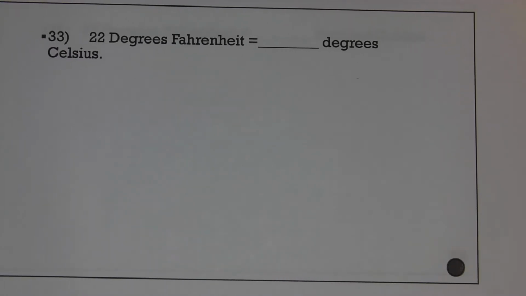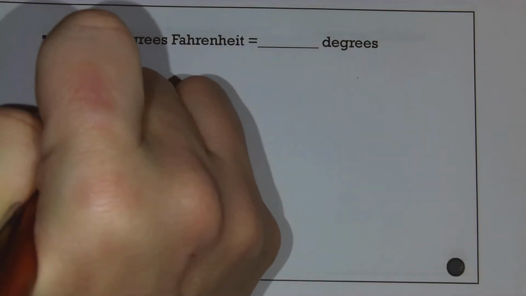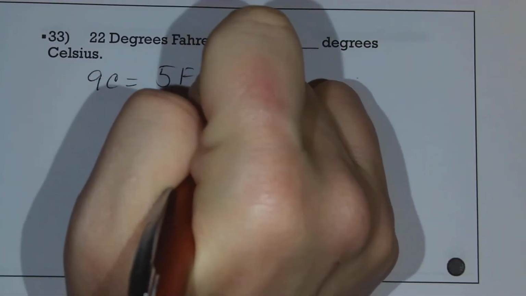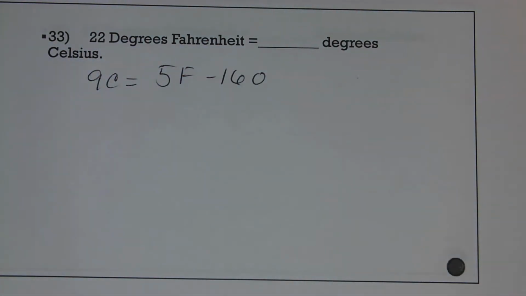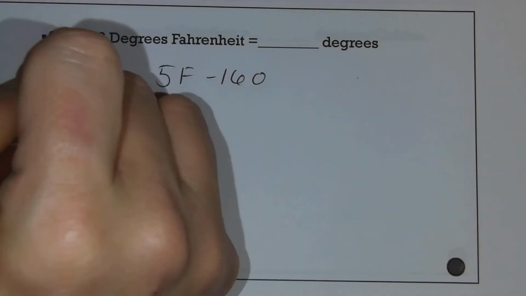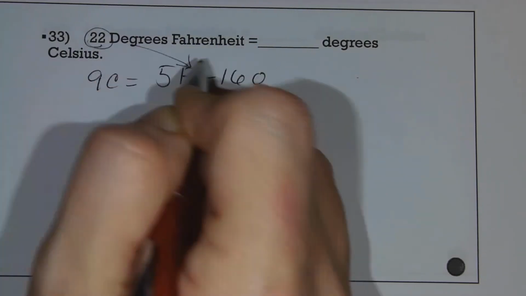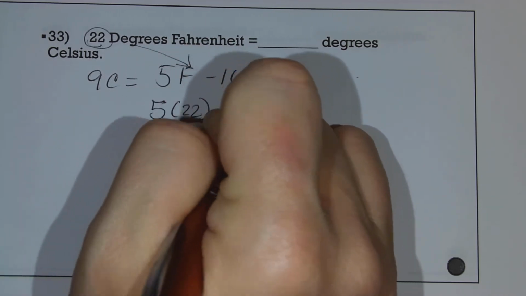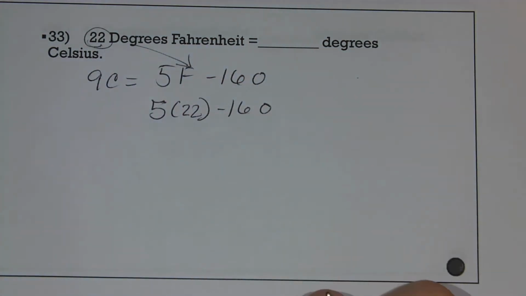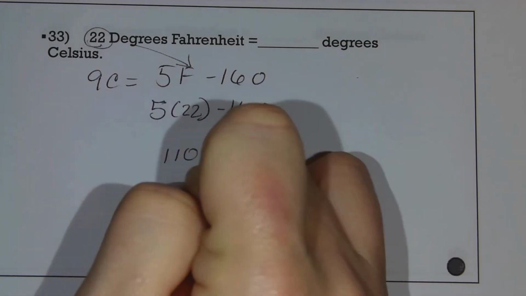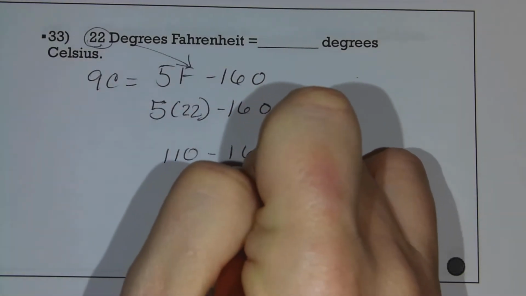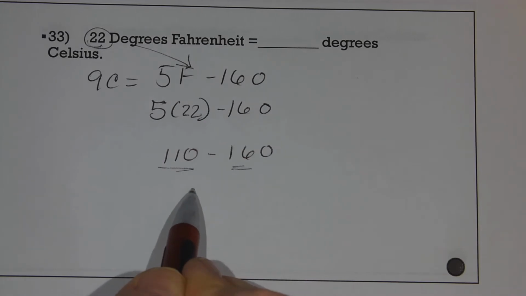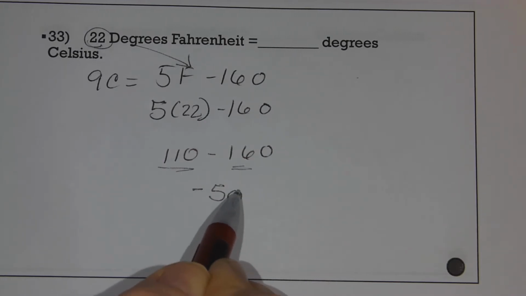Okay, next, number 33. You have your formula: 9C equals 5F minus 160. Again, your number is 22. Put it with the F. So you have 5 times 22 minus 160. 5 times 22 is 110 minus 160. Again, you have a smaller number in front of a larger number, so this will be negative. So this will be negative 50.